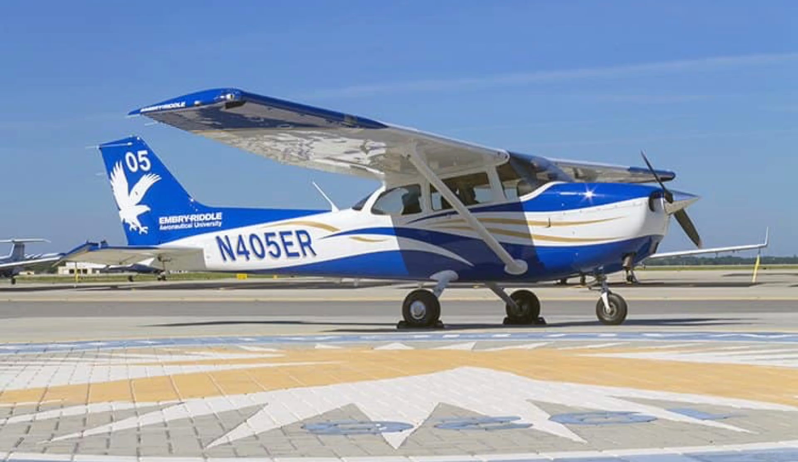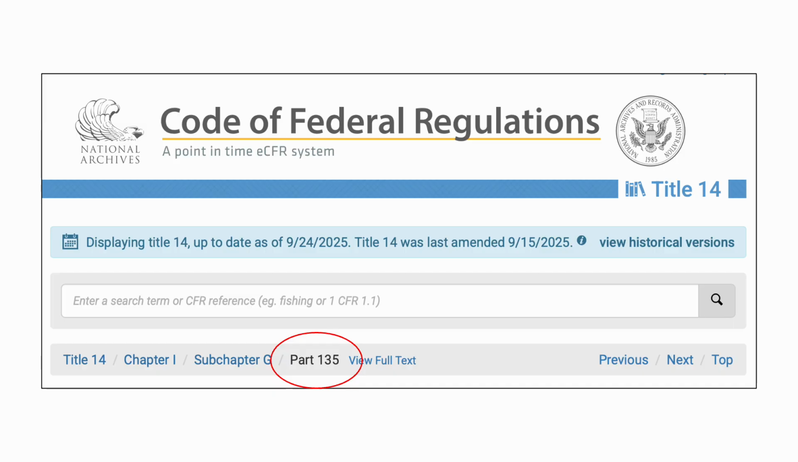Flight instruction represents the largest category of commercial pilot employment and provides a clear example of legal commercial operations. Flight instructors provide professional services that are specifically exempt from commercial operator requirements. Instructors can legally hold out their services to the public, advertise their qualifications, and accept compensation for instruction without triggering Part 119 requirements.